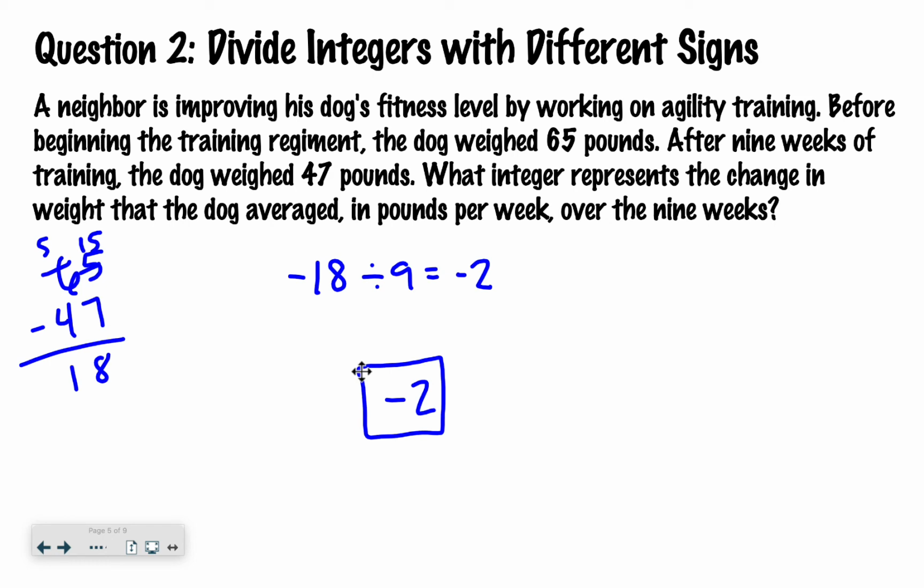All right, for this problem, hopefully you figured out that the dog lost a total of 18 pounds in those 9 weeks. So you would do negative 18 divided by 9 to discover that the dog averaged about 2 pounds lost per week. Okay, if you have questions about that, please be sure to ask for some help. I'm happy to help you.